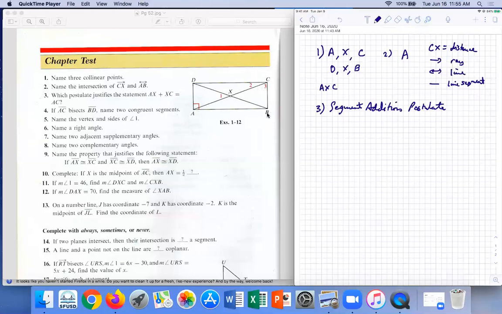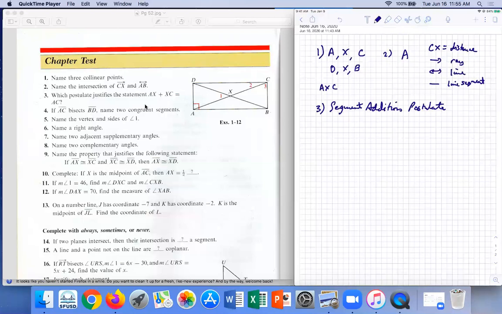The points are collinear. They're on the same line segment, right? X is not on line AB. So a common mistake is that people will think AX plus XB is AB. Well, that doesn't work because X isn't on AB, so we couldn't use that segment AB. So be careful with that.